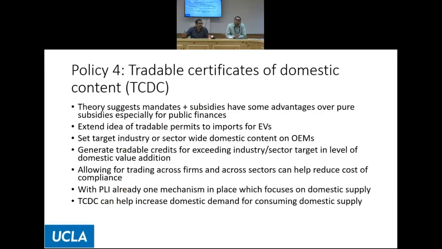Again, that's how do you index it? If it's going to be every 10,000 rupees of domestic content is one certificate, something like that, right? So essentially it has to be tied to rupees, the certificate value, because if we're talking of domestic content in terms of value addition, which has to be in rupees, you say every 1 lakh of domestic content is one certificate. So if your car is 10 lakhs, and all 10 lakhs is domestic, then you have 10 certificates.